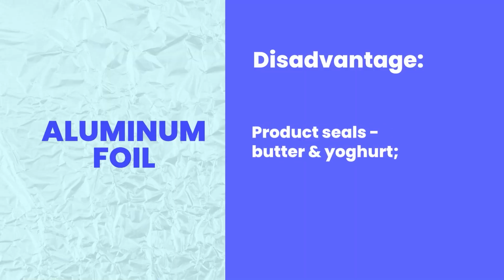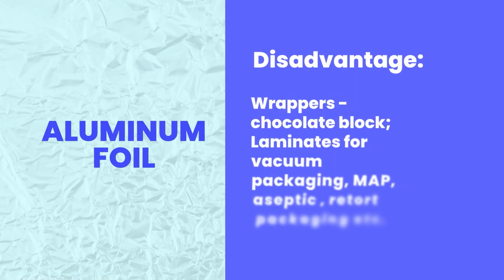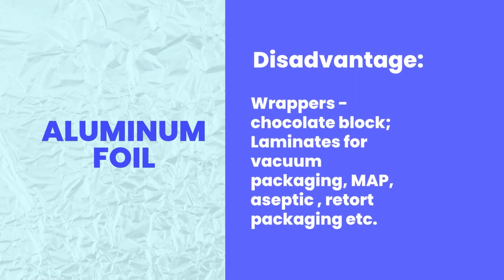Aluminum foil can be used in various products. If you see the container for butter or yogurt, you will see that aluminum foil is used in the product seals. It is also used as chocolate block wrappers, and as already mentioned, aluminum foil is used for laminate preparation, which can be used for vacuum packaging, modified atmosphere packaging, retort packaging, etc.